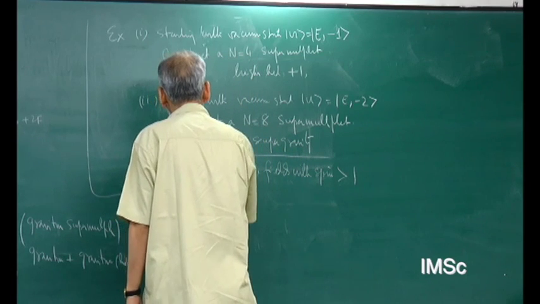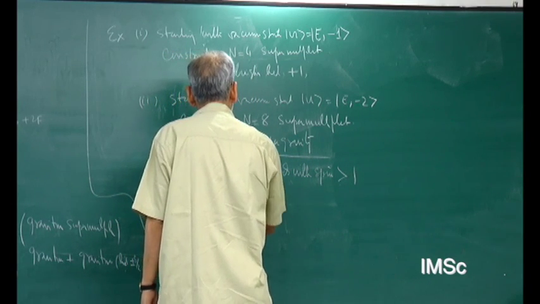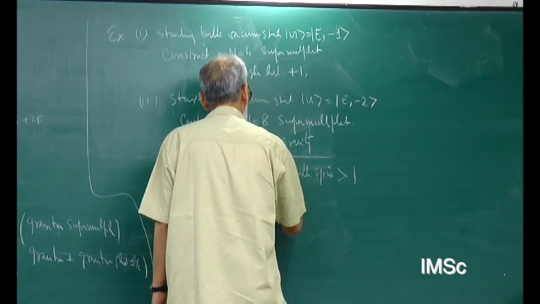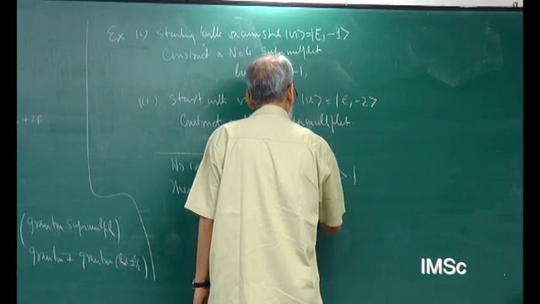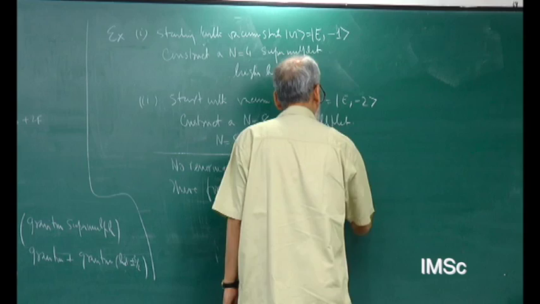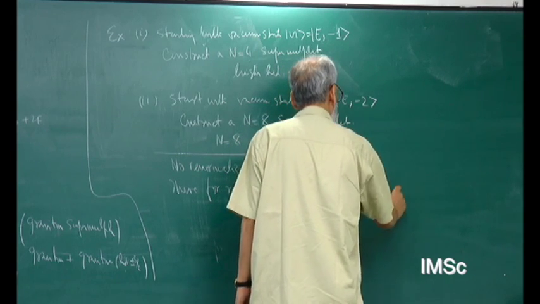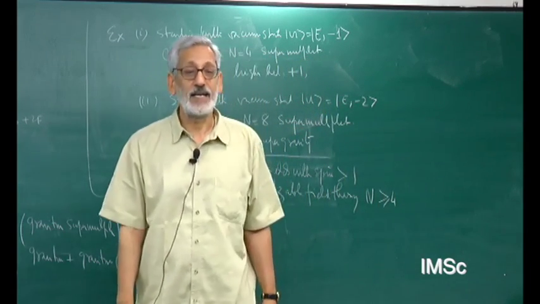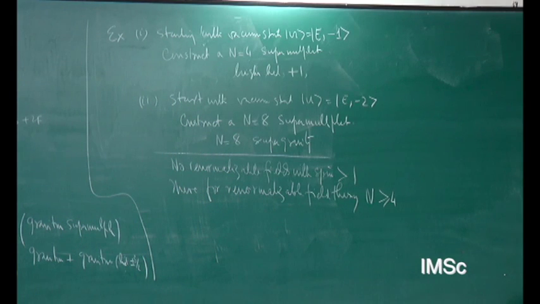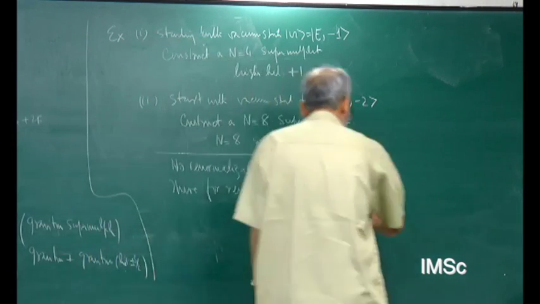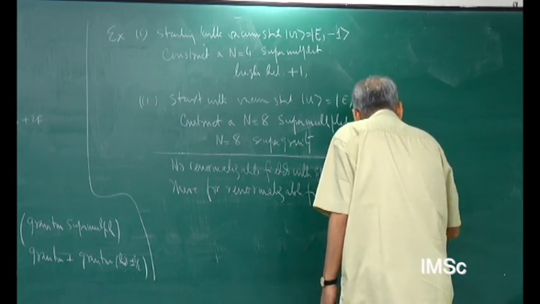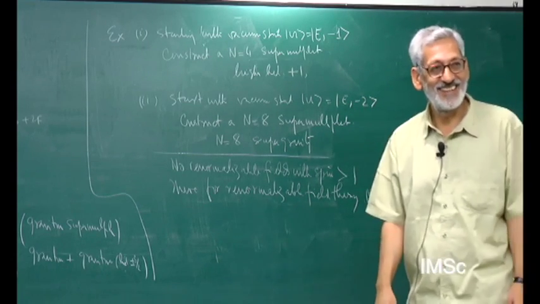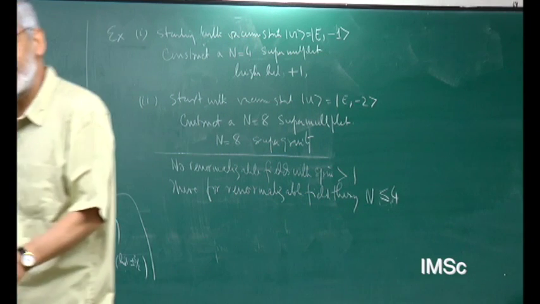Therefore, for renormalizable field theories, n is always less than 4 or equal to 4. Any? Sorry, I did put the wrong sign. Right? It should be less than or equal to 4. Yes. Now, what was the question?